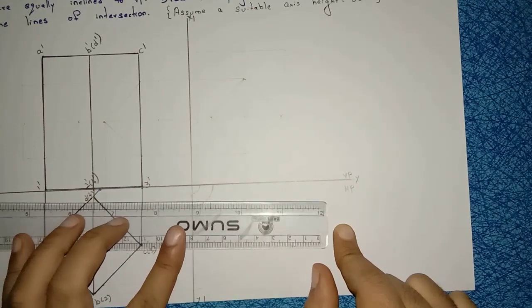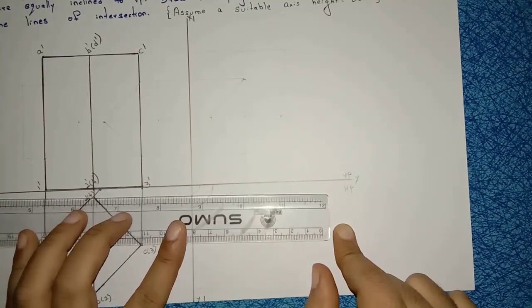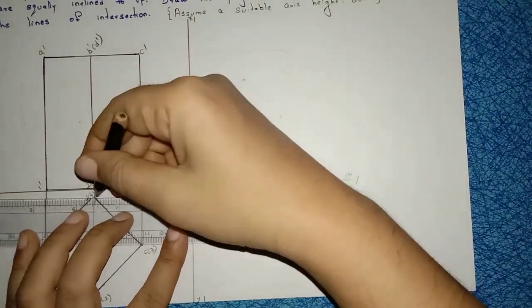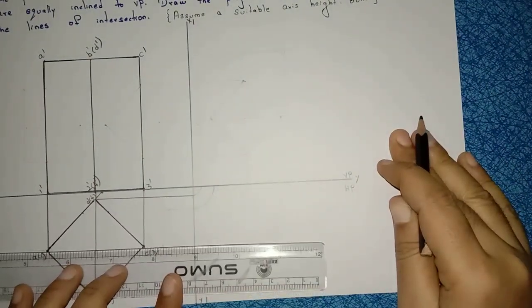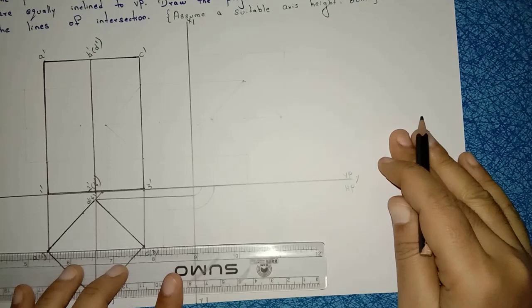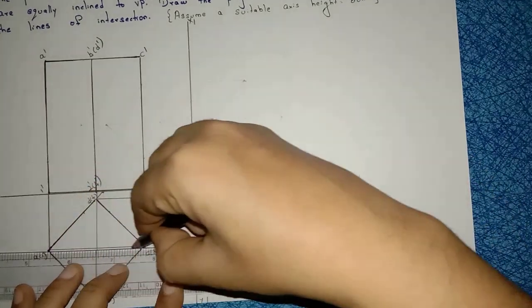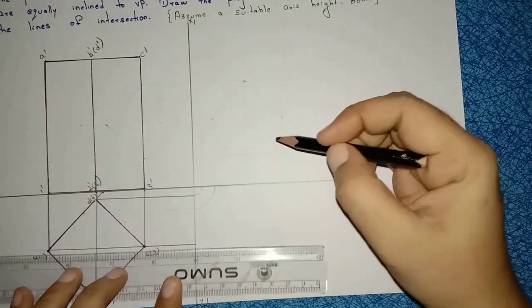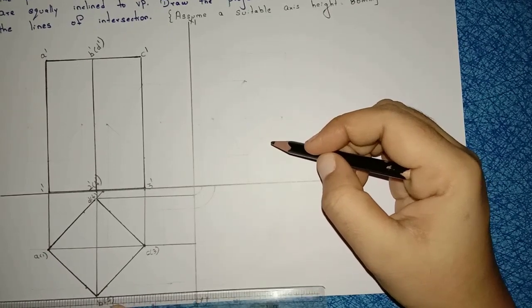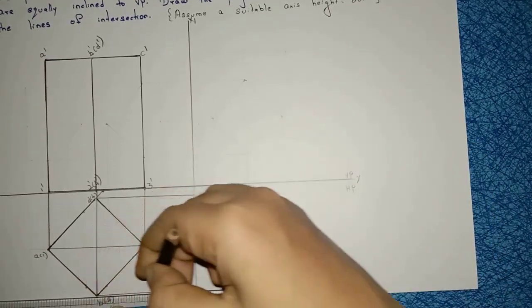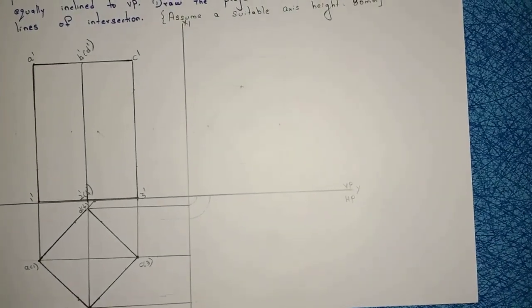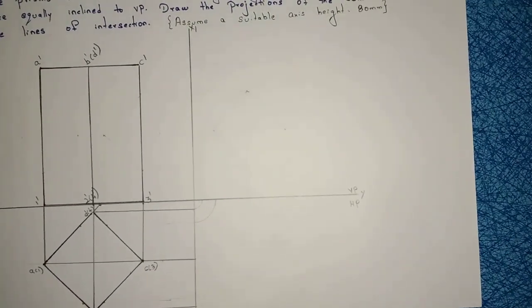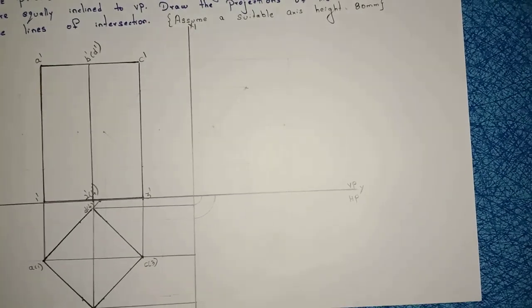So how to construct the side view? Project all the corners of the square first. From d of 4, draw the projection line till the reference line. From a of 1 and c of 3, draw the projection line till the reference line. From b of 2, draw the projection line till this reference line. Right? We are projecting this square as a side view.